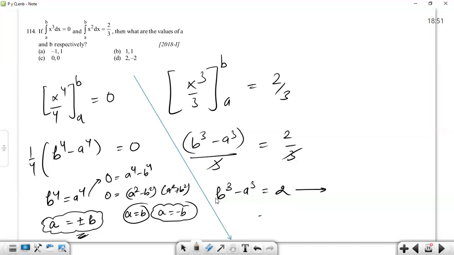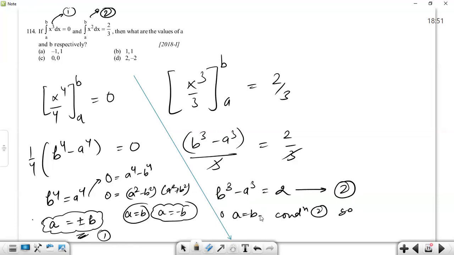Are you able to understand it? Because this is our first result, the result from our first condition, and this is the result from our given second condition. So we are verifying our result from the first. If we put a is equal to b, condition number 2 fails. So that's why we are saying that a cannot be equal to b. So a has to be minus of b. That is for sure, right?